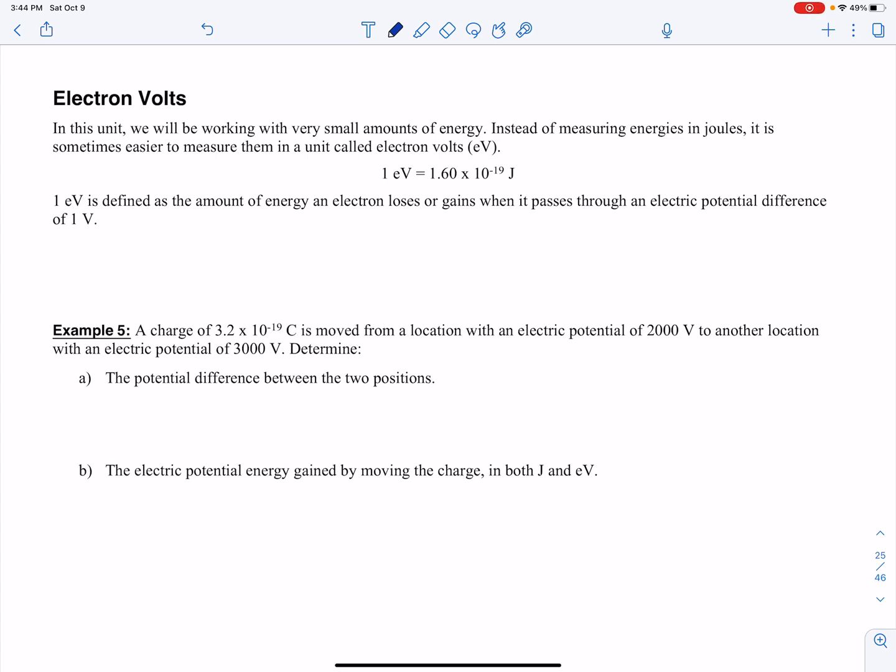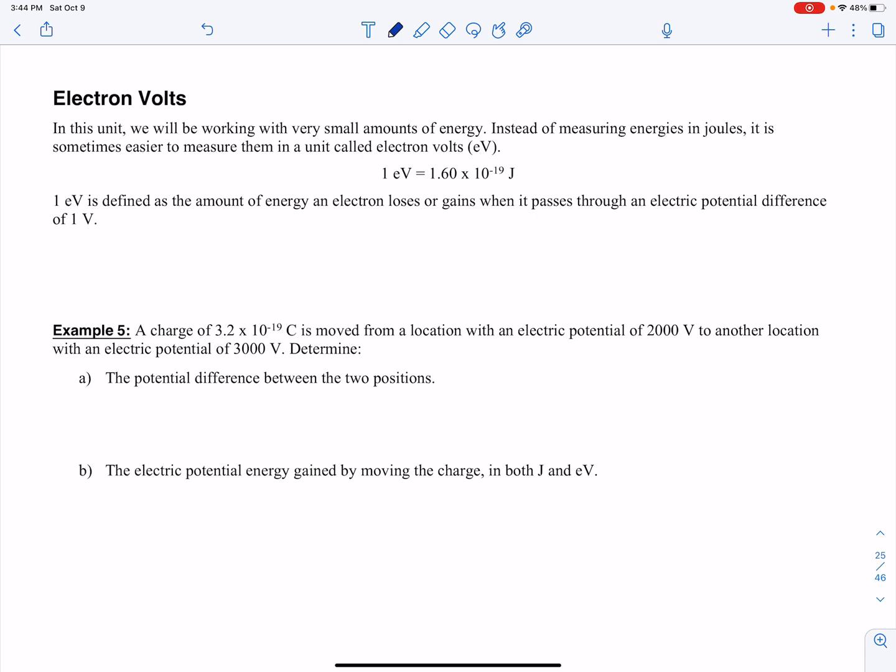Alright, we're going to talk about electron volts. So an electron volt is a unit. We use it to measure energies. So just like how we can measure distances in centimeters or in inches, and either way it's still a distance, we can measure energies in joules or in this new unit called an electron volt.